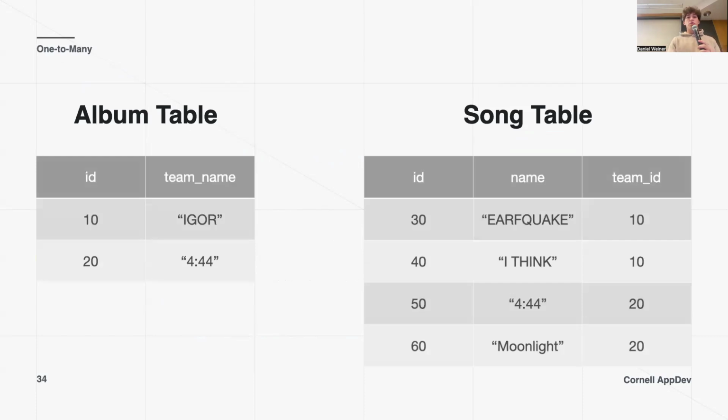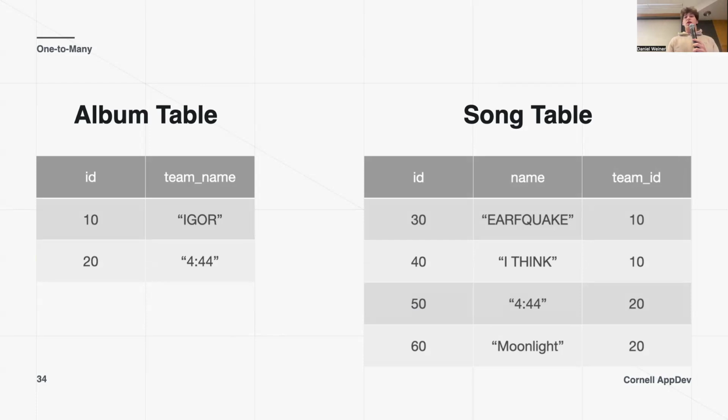So here's an example. We'll use songs for this one. So here we have an ID of 10 for Igor, and an ID of 20 for 444 for the albums. And then we have the song table. And each has another unique ID, 30, 40, 50, and we have Earthquake, I think, 444, and Moonlight. And you can see the team ID is basically like the album name, and that references respectively Earthquake and I think to the correct album of Igor, and 444 Moonlight to the other album, 444.